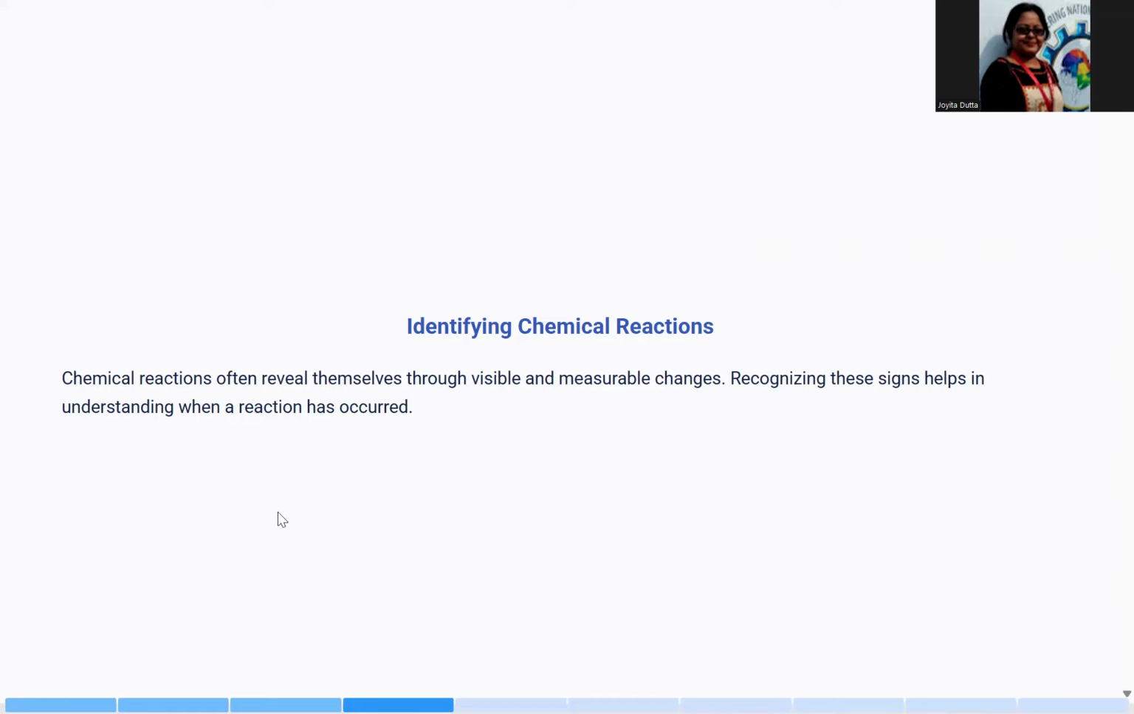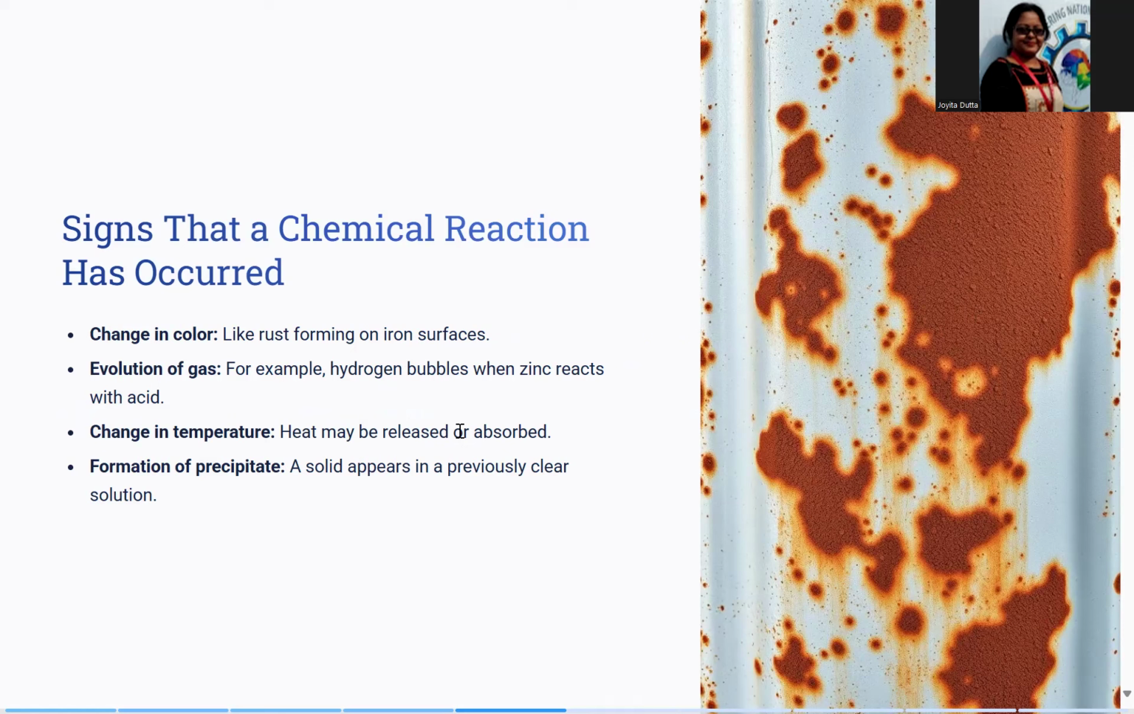There can be a change in color. In rusting of iron, the iron becomes a bit reddish brown in color. Then there is evolution of gas. Carbon plus oxygen forms carbon dioxide, a gas which is evolved. There are cases where hydrogen gas is evolved when zinc reacts with an acid. How do you identify hydrogen? It will burn with a pop sound.